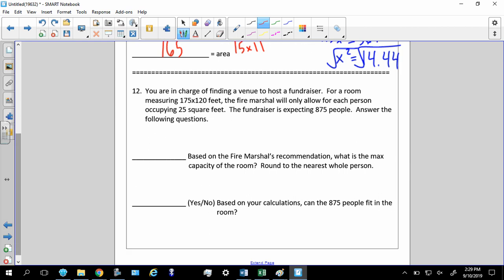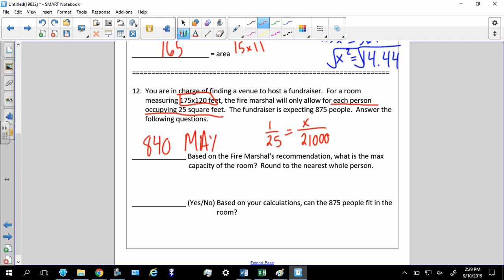All right, question number 12. You were in charge of finding a venue to host a fundraiser for a room measuring 175 by 120 feet. The fire marshal will allow each person occupying 25 square feet. 1 over 25 is equal to how many people over whatever 175 times 120 is. I believe it's 21,000. Cross multiply and solve. 840 people, that's the max, which means can 875 go in there for a room that has a max of 840? The answer is no, can't do that.